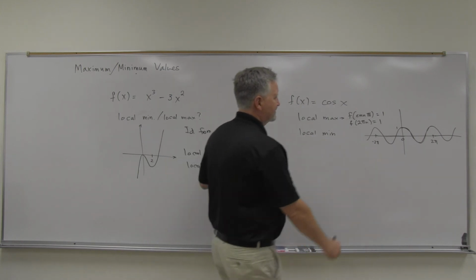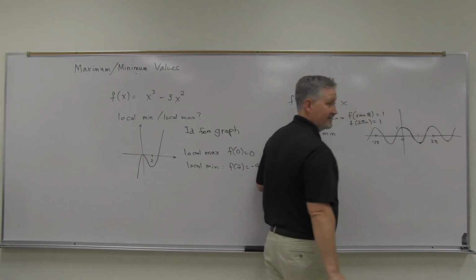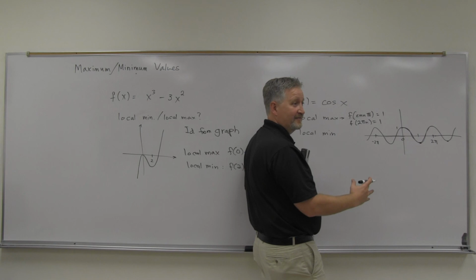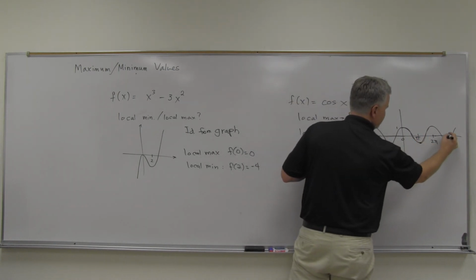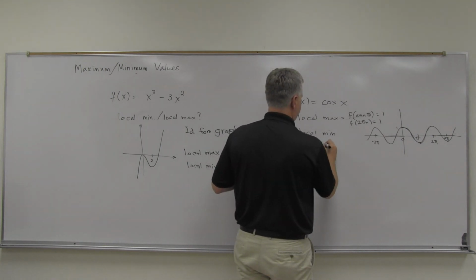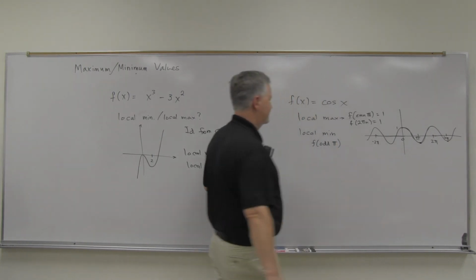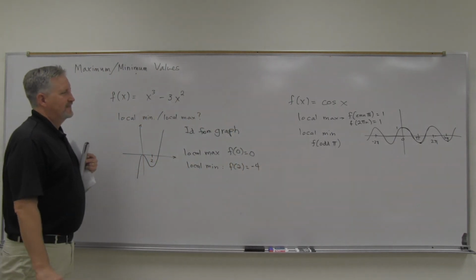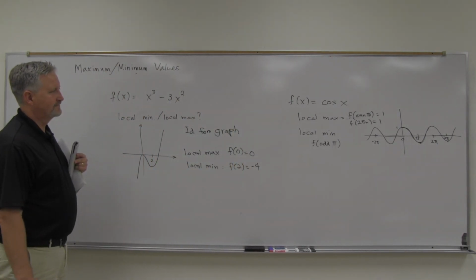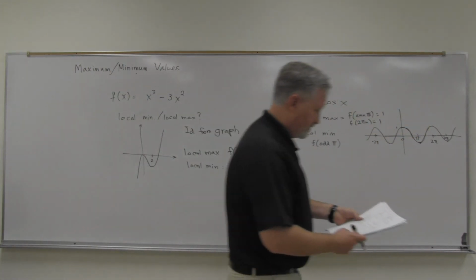And then the local mins, where do those occur? Well, here is 1 and here's 1. What is that? Isn't that halfway, pi? And this would be 3 pi. So it's the odd pi's. F of odd pi. Anyway, all right. So those, just a couple more examples there.